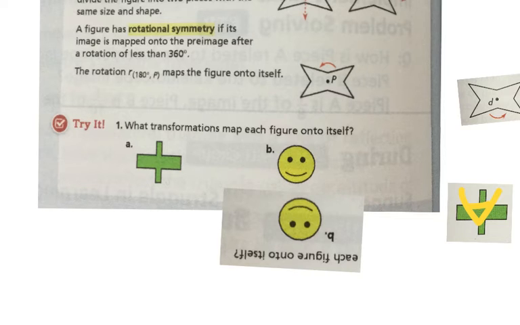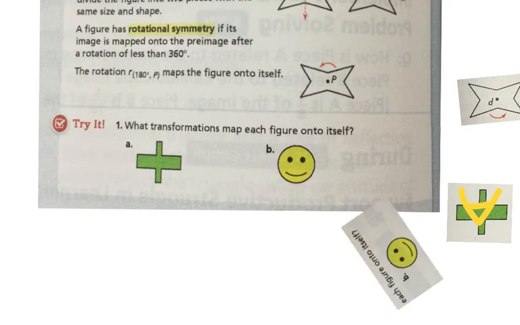Because it has to map exactly, if I rotate it, it has to line up exactly over the top. But the smiley face and the eyes would both be in the wrong spot, right? So we can't rotate it. Right, what about a horizontal line? Could I fold over a horizontal line? No, because the eyes would fold on top of the mouth, and that wouldn't work. So here the only thing is a reflection over a vertical line.